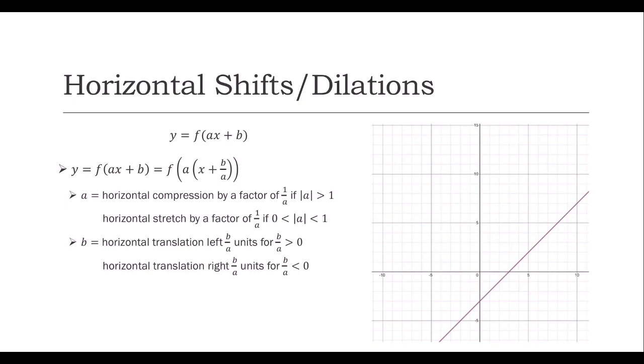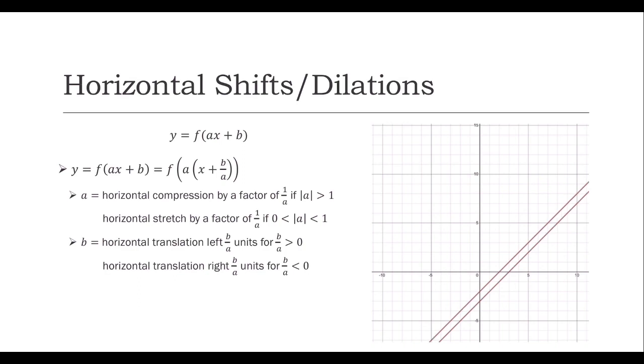Your b value will give you a horizontal translation to the left of b over a units for b over a greater than 0, and a horizontal translation to the right of b over a units for b over a less than 0, or negative. So here we have a function, f of x equals x minus 3, and we'll figure out what happens for f of ax plus b. So we're going to change our a and b values and see what they do.